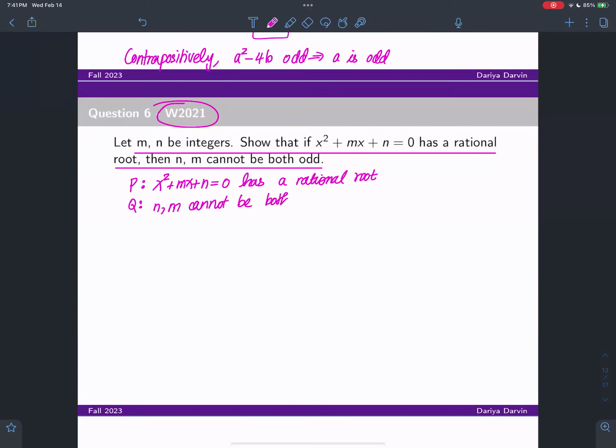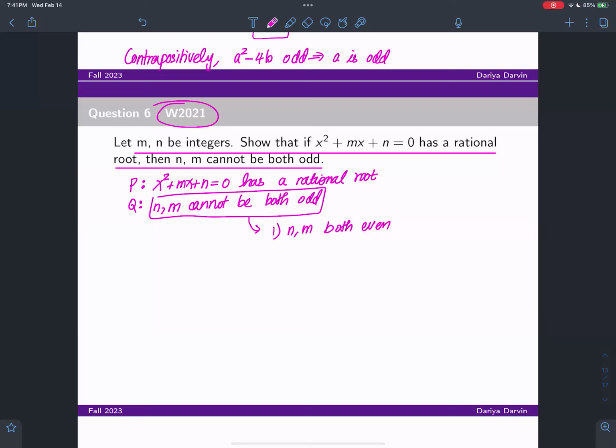Can someone tell me what this means? N and M cannot both be odd. So what does that tell you? What's another way to say it? At least one of them is even. Excellent. So that means there are 2 cases, not 3 cases.